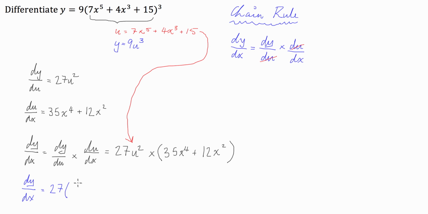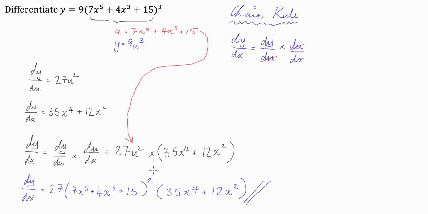27u, which we know is 7x to the 5 plus 4x cubed plus 15. I close the bracket. That's my u term. I then square it. And then I'm just going to multiply it by 35x to the 4 plus 12x squared. So there is our final answer to this differential.